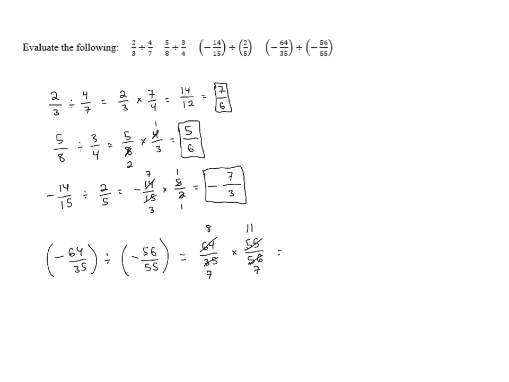So now we can just multiply across. 8 times 11 is 88. 7 times 7 is 49. And we're left with 88/49, our final answer.